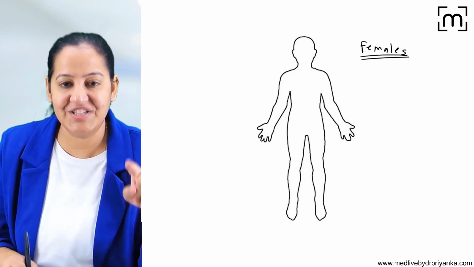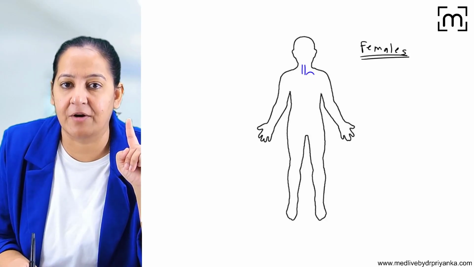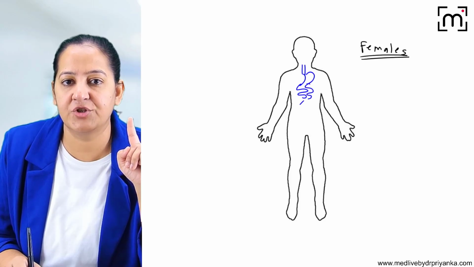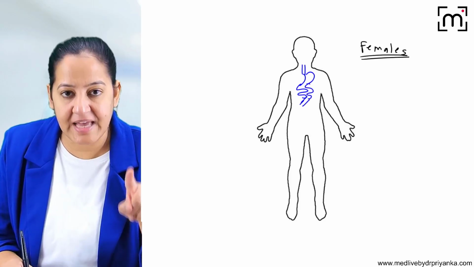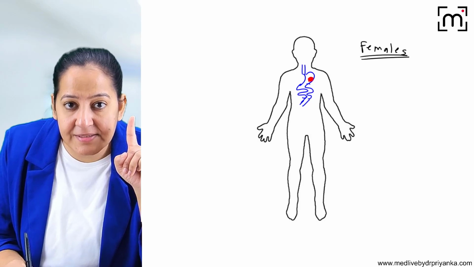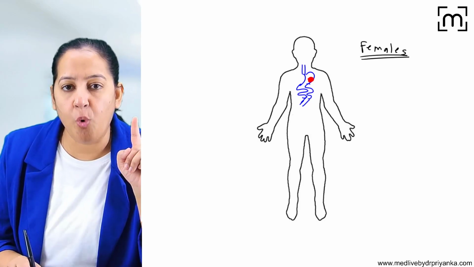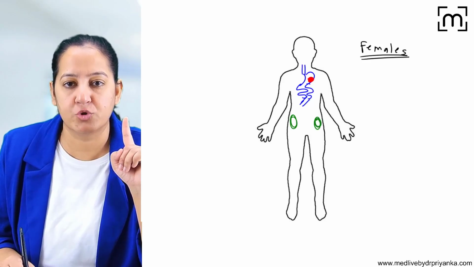Unfortunately, she is having a cancer of the stomach. I'm just drawing a rough diagram. So let's show you the stomach. She is having a primary malignancy in the stomach. See, this is the primary malignancy in the stomach. And these are the ovaries of this female, the two ovaries.